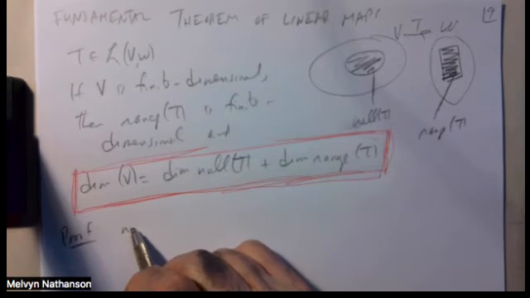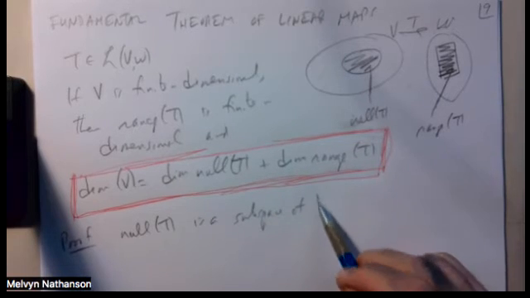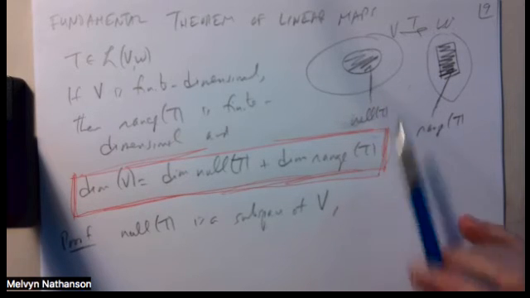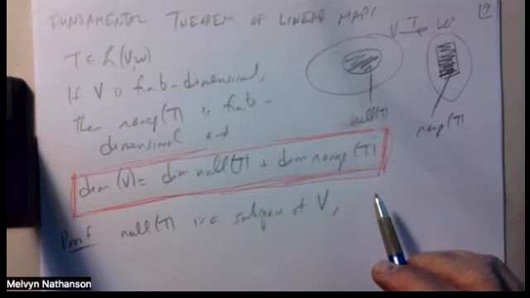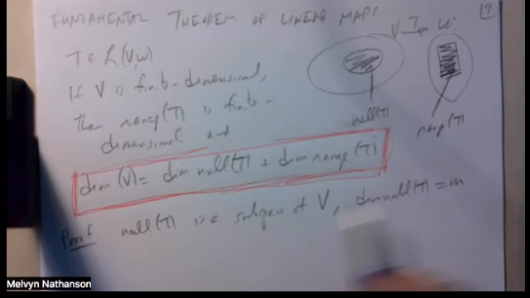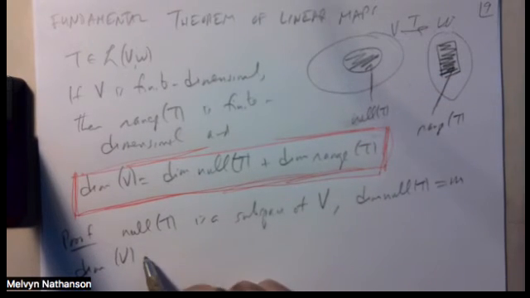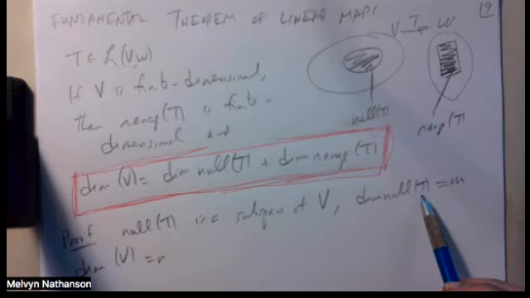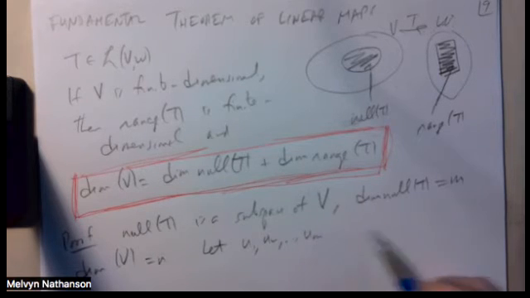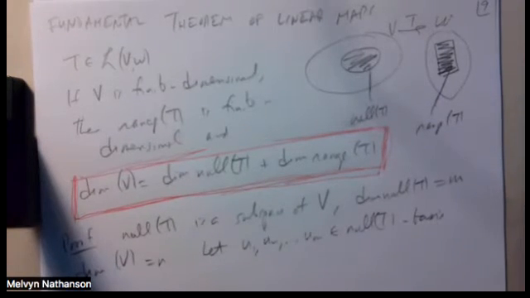So we know that the null space of T is a subspace of the vector space V, and a subspace of a finite dimensional vector space is finite dimensional. So suppose the dimension of the null space of T is M, and let's suppose that the dimension of this larger vector space V that contains the null space is N. If the null space has dimension M, that means there's a basis U1 up to U sub M in the null space of T.